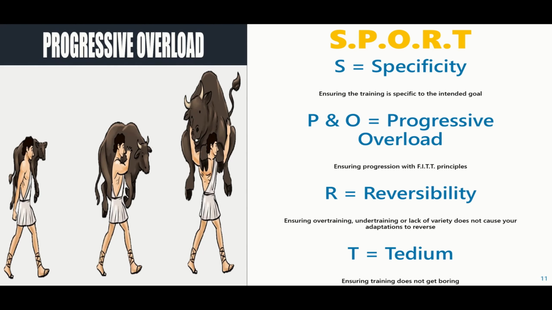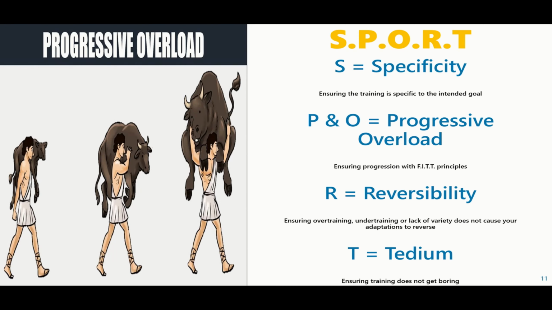Or indeed a lack of variety, just simply doing the same workout every single week over a number of months or even years in some cases, which of course doesn't cause any adaptation as your body is well used to the stimulus you're putting upon it. And then lastly, we have T, which stands for tedium or boredom. And this is just ensuring that your training does not get boring and that adaptation continues to occur.